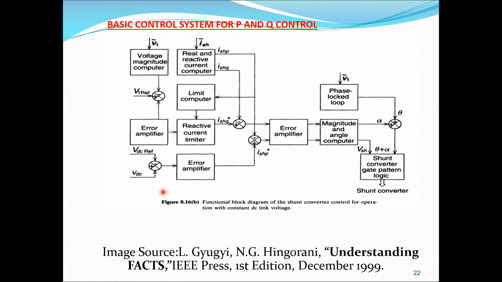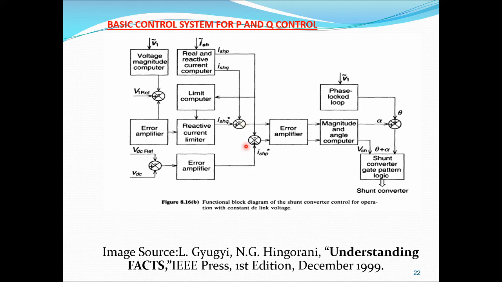Series is second, shunt is first. Same thing: shunt converter gate pattern logic, shunt converter. Don't forget, this one is not VSH, it's ISH. It's ISH, not VSH. This one is alpha and this theta is from the phase locked loop. The same parameters move in a particular direction. The references here are real and reactive power, only current: I_shunt active power component, IQ reactive power component. Give it to the summation block. These are the references; star stands for reference, and the ordinary one stands for actual values.